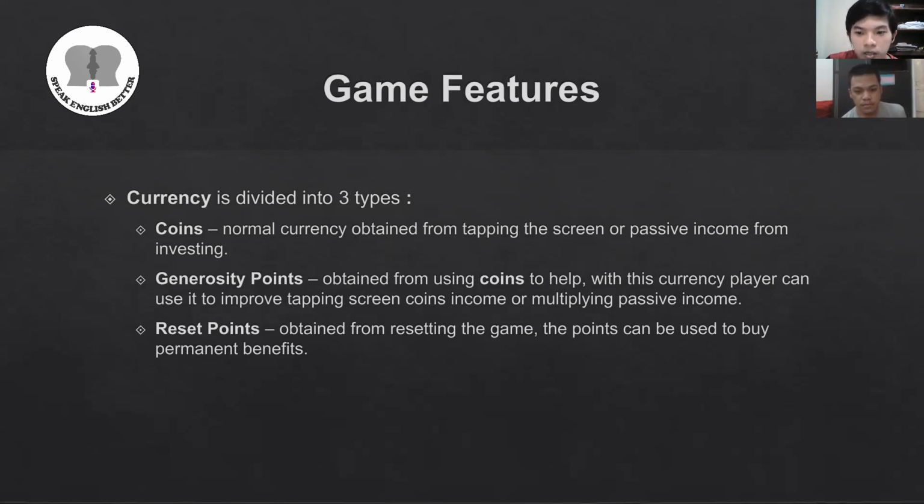Resetting the game means the player starts again like the first time the player plays this game. Next slide.